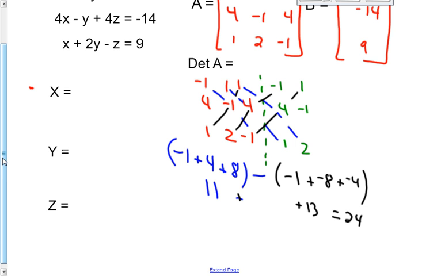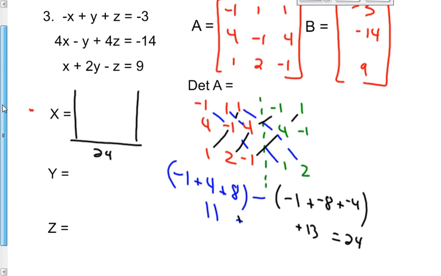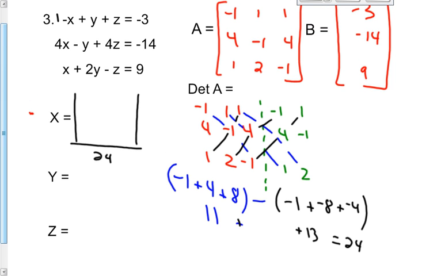Now when I solve for x, I have to find a new determinant, and remember this whole thing will divide by 24. How did we get our x value? We cut out each of the original x numbers, replace them with the answer values of negative 3, negative 14, 9, and then keep the other numbers the same. 1, 1, negative 1, 4, 2, negative 1. Now here again, we've got another 3 by 3.